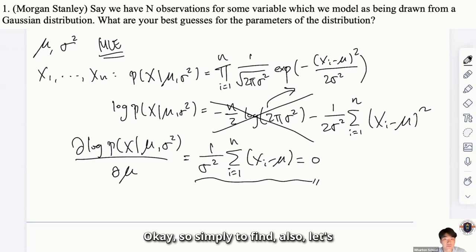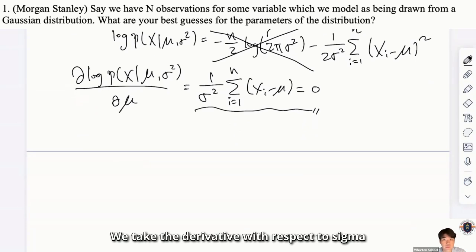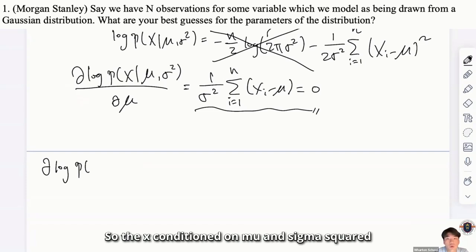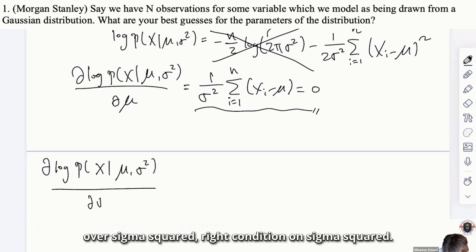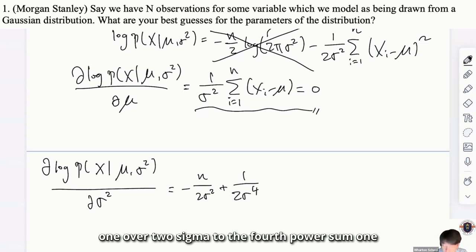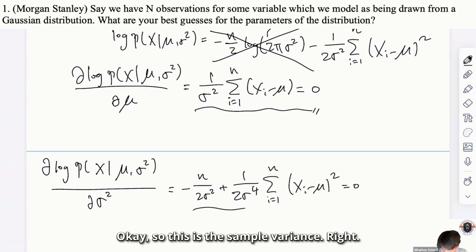Okay, so also let's find the MLE for sigma squared. We take the derivative with respect to sigma squared and set it equal to 0. We can do the same thing here, just this time with respect to sigma squared. So what is this? This is negative n over 2 sigma squared, plus 1 over 2 sigma to the 4th power, sum from 1 through n of (xi minus mu) squared, equal to 0. Okay, so this is the sample variance, right?